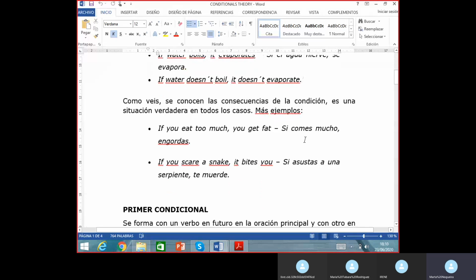Then more situations which are highly likely to happen. So for example, if you eat too much, we've got our present simple in here. If you eat too much, you get fat. So we have the condition: if this happens, this is the consequence. If you eat too much, the consequence is that you get fat.